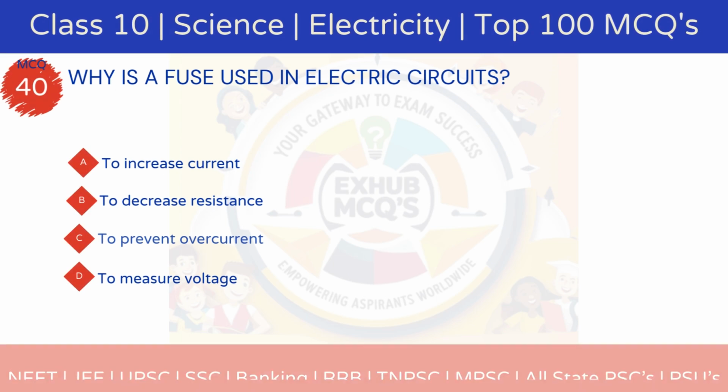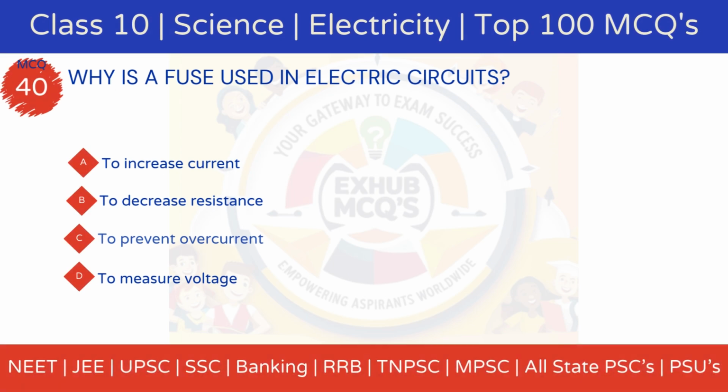MCQ 40. Why is a fuse used in electric circuits? Option A, to increase current. Option B, to decrease resistance. Option C, to prevent overcurrent. Option D, to measure voltage.